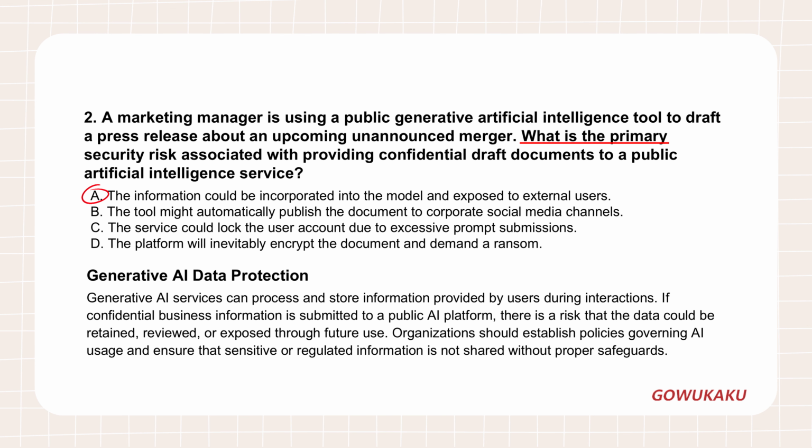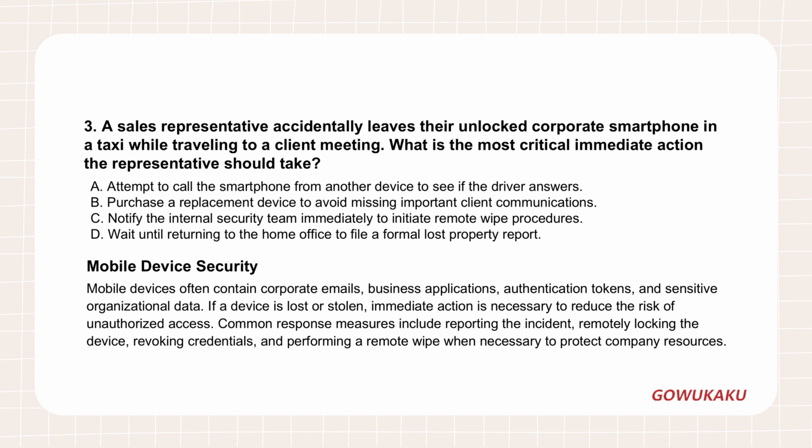A disaster strikes. Question 3. A sales representative accidentally leaves their unlocked corporate smartphone in a taxi while traveling to a client meeting. What is the most critical immediate action the representative should take? The correct answer is C.